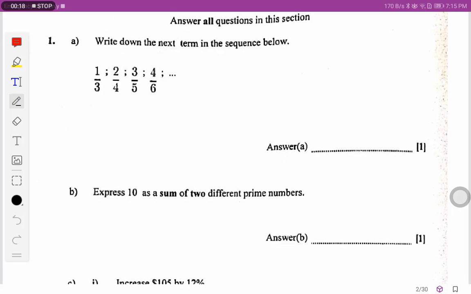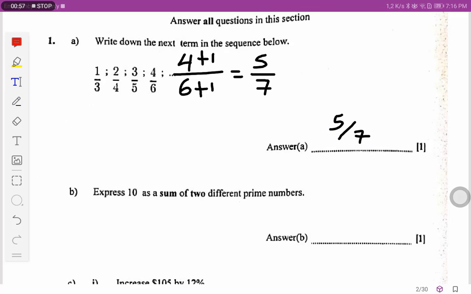First question is saying write down the next term in the sequence. You find out we have got 1 over 3, 2 over 4, 3 over 5 and 4 over 6. If you look at the top numbers, they are increasing by 1. The bottom numbers are also increasing by 1. Meaning to say our next term is going to be 4 plus 1 at the top over 6 plus 1 at the bottom, which is 5 over 7. That will be our answer. Let's go to the next question.